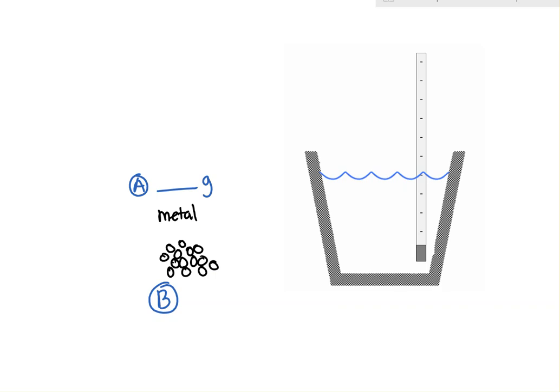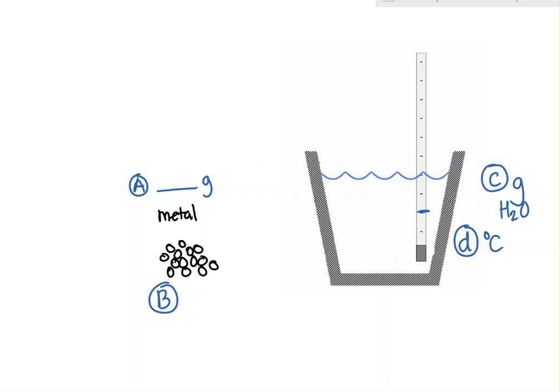Okay, so you'll have your hot metal, and then we'll also have some water, and this is a coffee cup calorimeter with some water in it. You need to know the mass of the water in it, and the mass of the water is your C, and that is in grams. And then you also need to know the starting temperature before you put any hot metal in it. And that will be D in degrees Celsius.